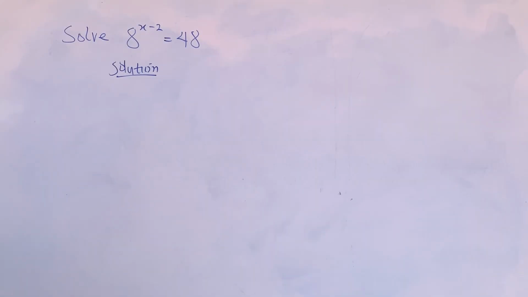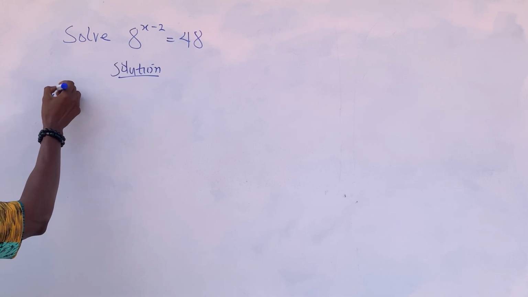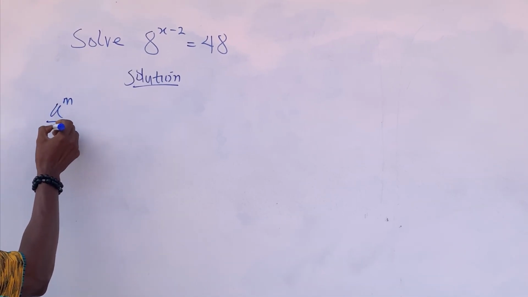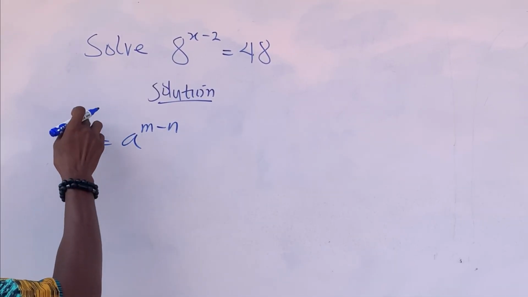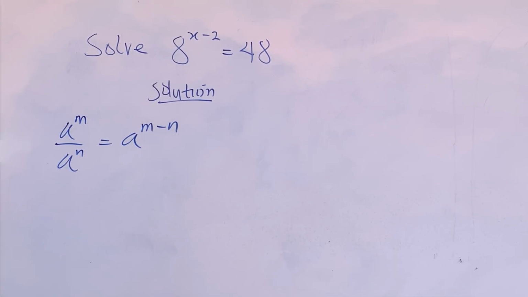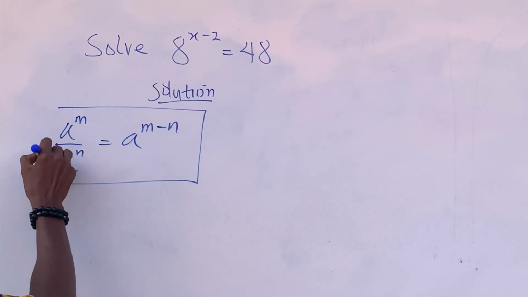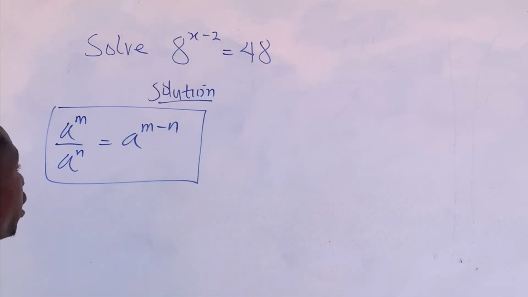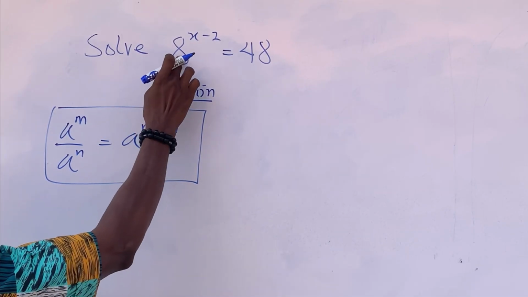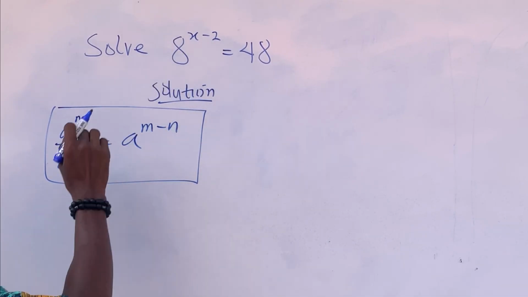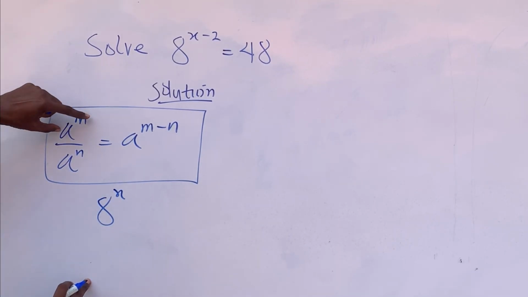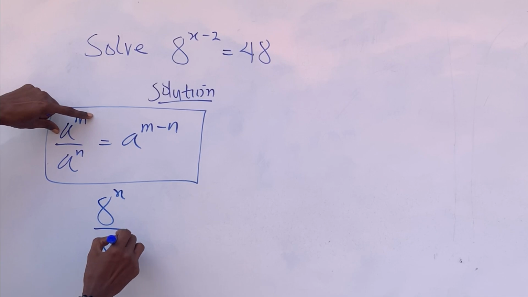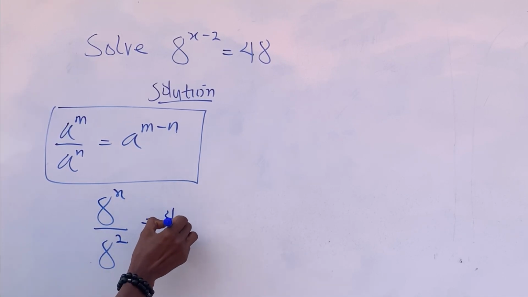Solution. Now remember this law of indices. It says that if you have a raised to power m divided by a raised to power n, that will give you a raised to power m minus n. If you remember this law of indices, we're going to apply it now. So this is our a, m, and n. Applying it, this will give us 8 raised to power x, that's m, divided by 8 raised to power 2 equals 48.